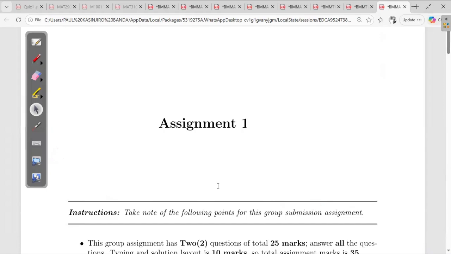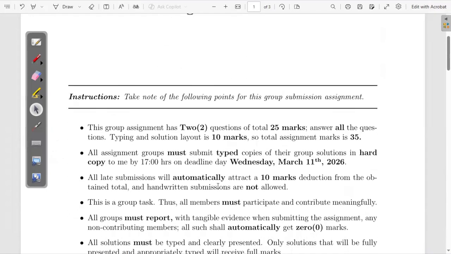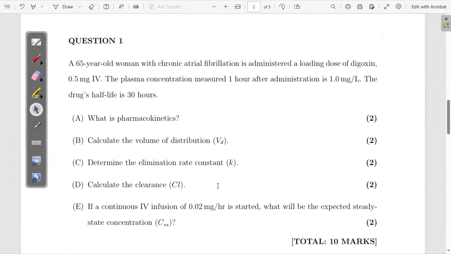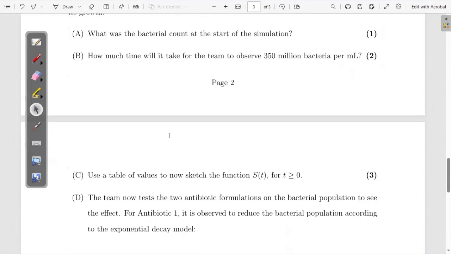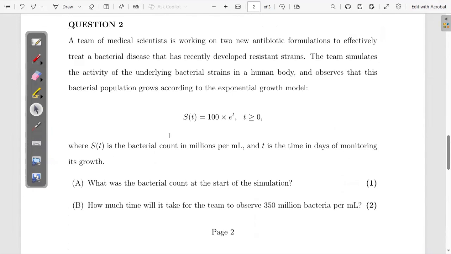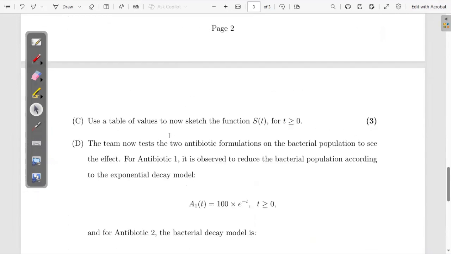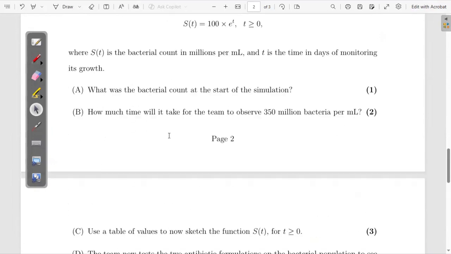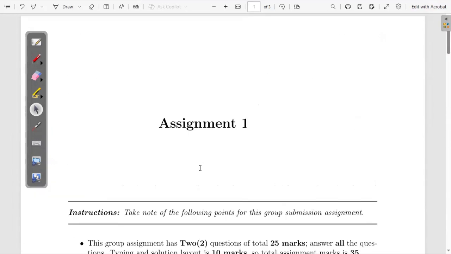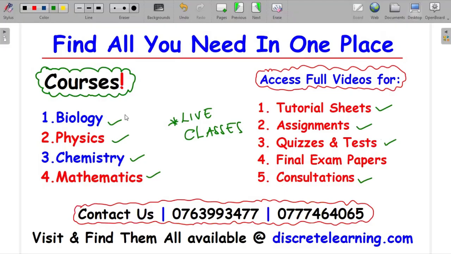So we also have this assignment 1 here. It was solved. Okay, so assignment 1 had like 2 questions. There's this one on pharmacokinetics. We solved it. And then question 2 is on exponential decay and growth of bacteria. We've solved all these questions here and they are available on the website.